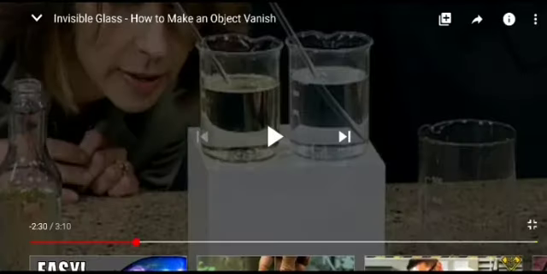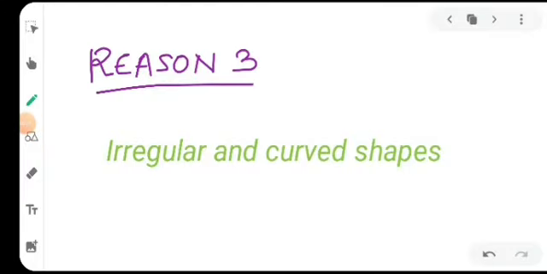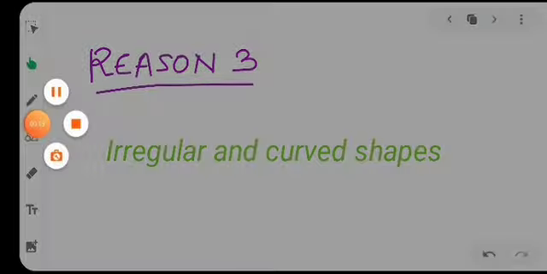I got a little bit blacked out on that previous video, but let me just continue. The third reason for the visibility of transparent material is the irregular and curved shapes. Irregular and curved shapes are one major cause of visibility of transparent materials. Let me demonstrate how this works.